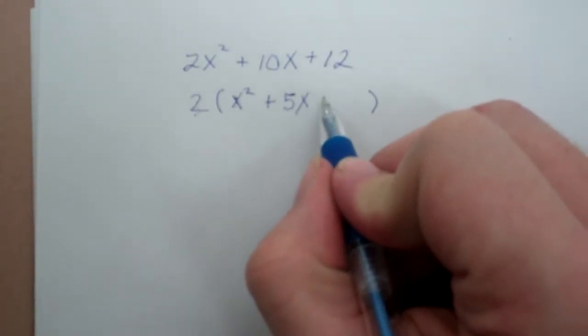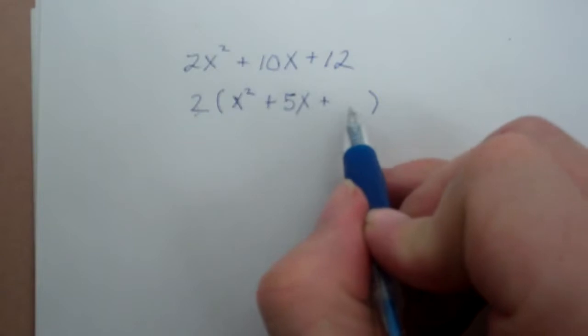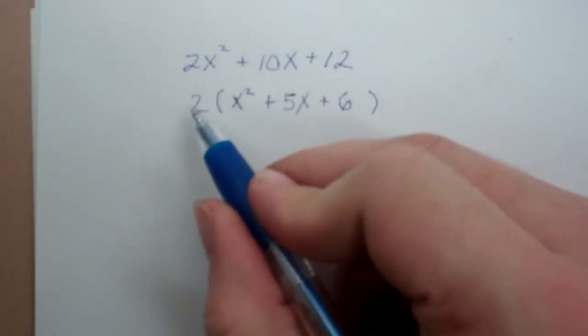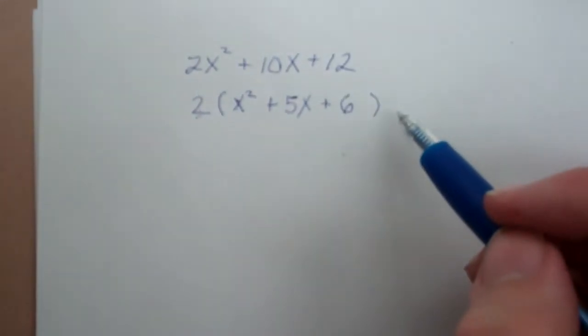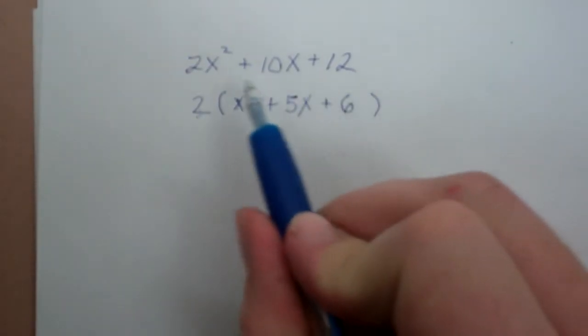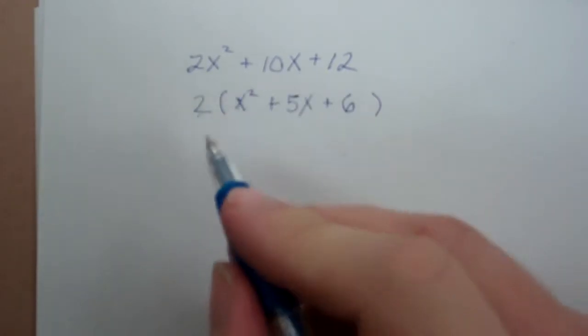We bring down the plus sign. What needs to go here so that 2 times this gives me 12? That has to be a 6, because 2 times 6 is 12. We have pulled out the greatest common factor, but we're not done factoring completely. This is a trinomial that can be broken into a product of 2 binomials.